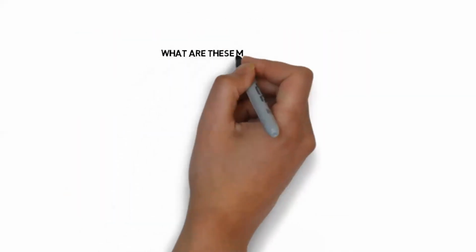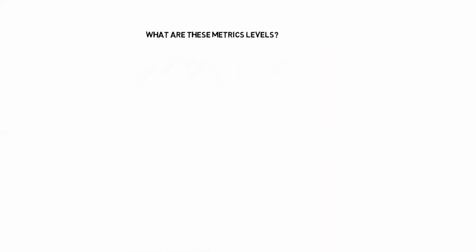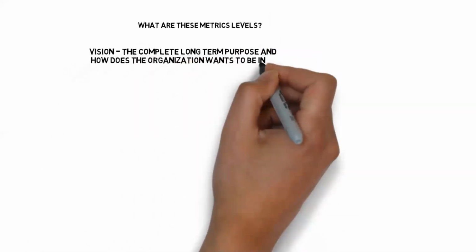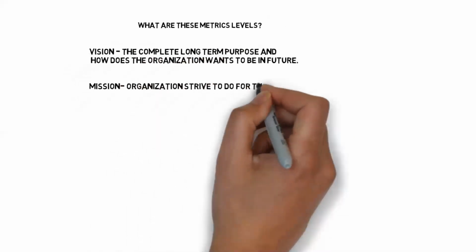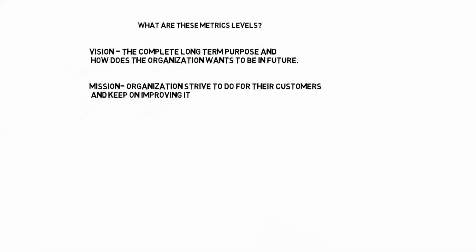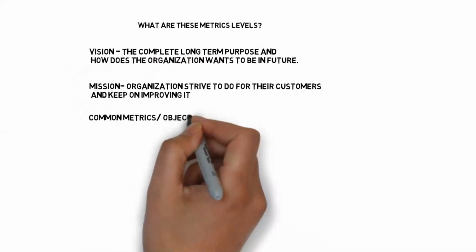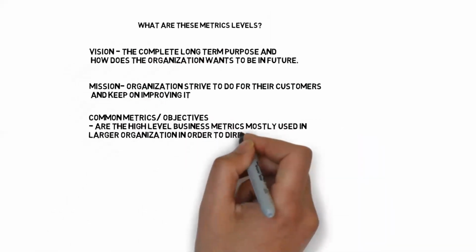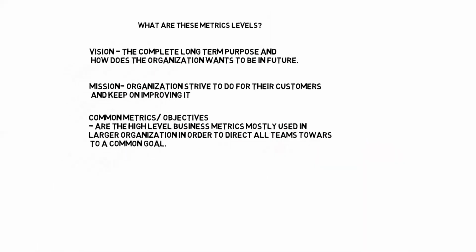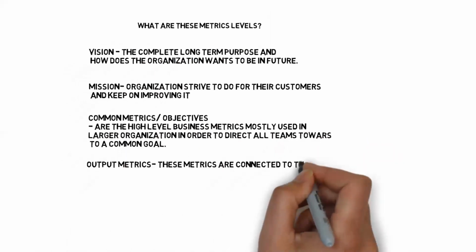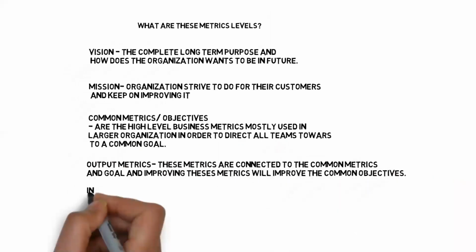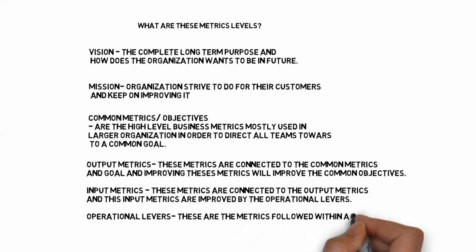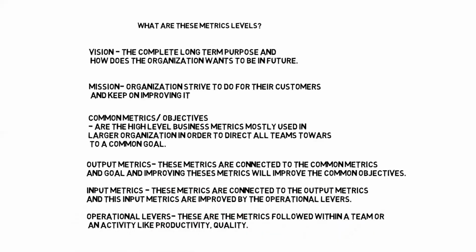Now let us see what are all these levels. So vision is nothing but a long-term purpose or how the organization wants to be in future. And mission is what organizations strive to do for their customers and keep on improving it. And common objective is mostly used in larger organizations, which is a high level metric to direct all the teams towards working on a common goal. And one level down is the output metrics, and another level down is the input metrics, and finally the operational levers, which is nothing but your productivity, your quality score, and so on.